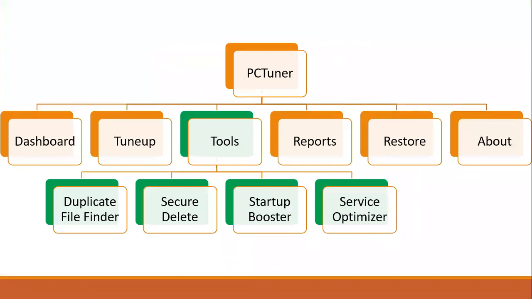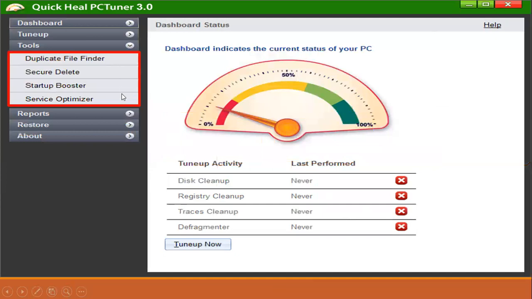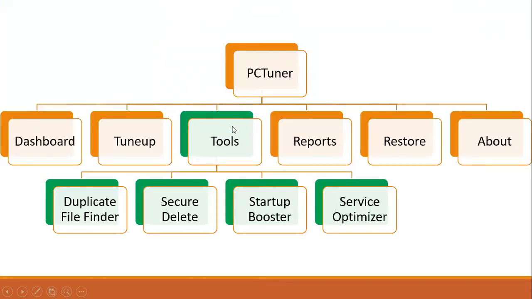So this is how it looks. Everything in green are the ones that we are going to add in this release. The orange is something which already existed. So let's assume PC Tuner was the software and it already had dashboard, tune up, reports, restore, and about. All these things already existed in a previous release. And in this new release, you're going to add a new menu called Tools, which has 4 features: duplicate file finder, secure delete, startup booster, and service optimizer. These are the 4 features that we'll be doing, so this is how it fits within the structure.